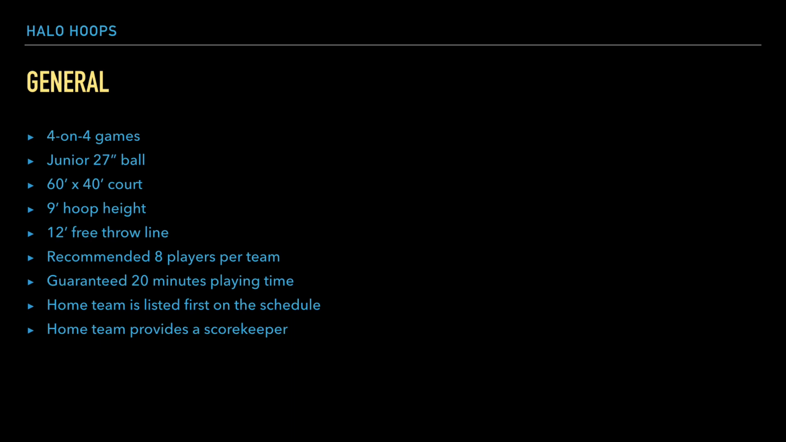Here are the general rules for the 8 and 9-year-old division. Games are played 4-on-4 so that players have more space and less distraction to read the defense and make quick decisions. We use a 27-inch junior ball so that players can handle, dribble, and shoot the ball more effectively.